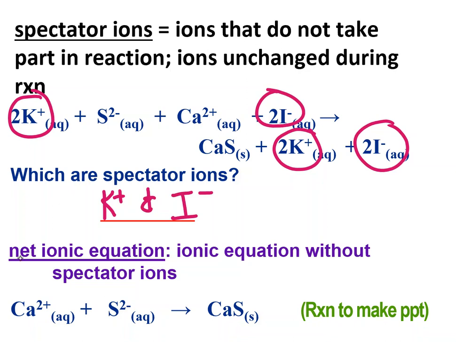And so what we can do is write a net ionic equation that shows what's really reacting, what's really changing. And what's really changing is that we have calcium and sulfide coming together to make calcium sulfide, a new compound. And so we rewrite our complete ionic equation here to include just the ones that react. And so this net ionic equation is kind of what we usually skip to. It is always the reaction that is required to make the precipitate, the PPT.